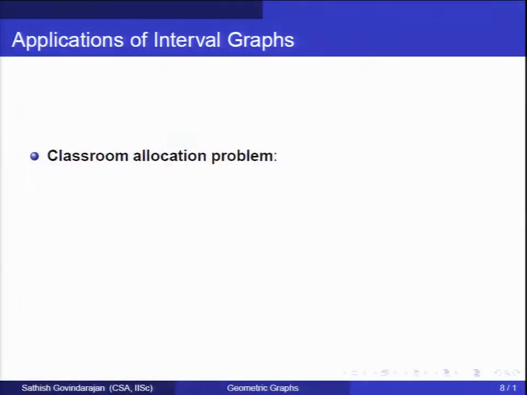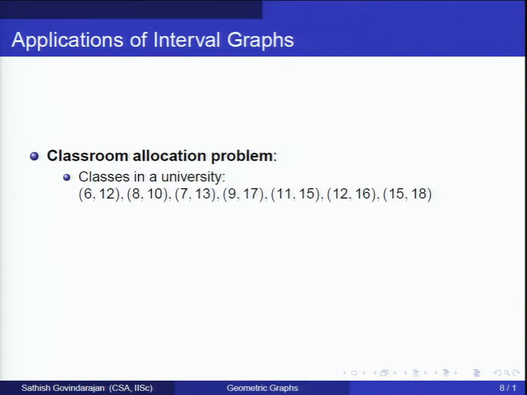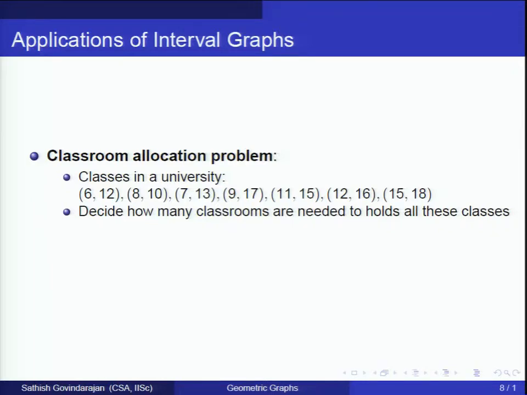So I'll define one more problem which is also relevant to interval graphs. It's a classroom allocation problem. Again, in your university or in IISc, let's say that you have a number of classes which happen in a day. And these are classes of different lengths of time. So there are 7 classes. Each class is denoted by when the class starts and when the class ends. Now what's the problem? I want to hold these classes in a classroom. And the question is, how many classrooms are needed to hold all these classes?